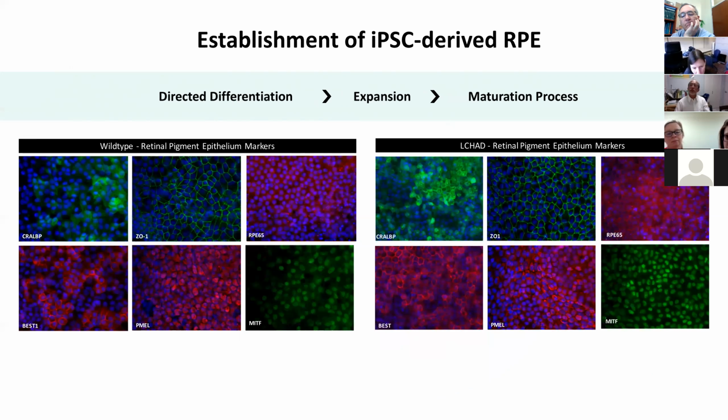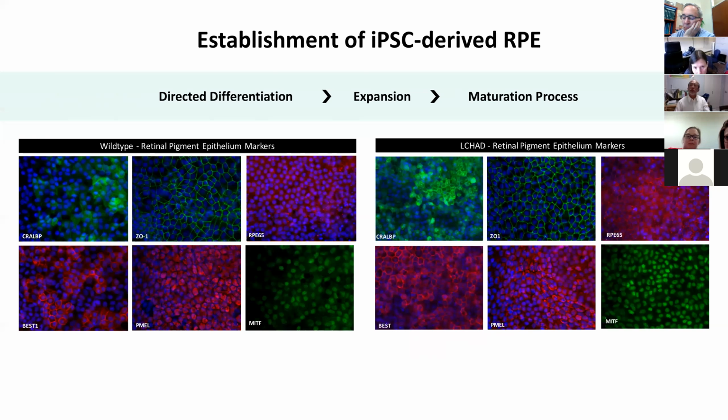And one thing I didn't mention was that if you continue to passage these cells for too long, they start to lose their epithelial characteristics and they'll take on a more stromal phenotype. So it's really important to use them around passage 3 or 4 and always go back to the iPSCs to rederive the retinal pigment epithelial cells. When we initially plate the cells, they have a stromal phenotype and they grow to confluence and then sit there and start to mature and take on a more epithelial phenotype. This takes roughly 4 weeks to occur.